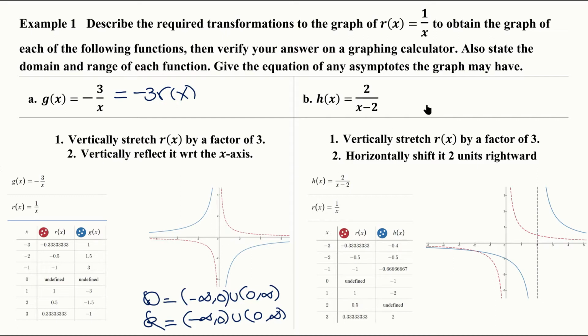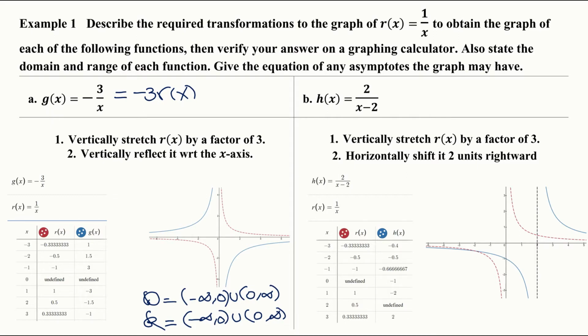h of x equals 2 over x minus 2. See if you can pause a minute and write h of x in terms of r of x. It's good to be able to know the relationship between a reference function and a transformation of that reference function. See if you can come up with a similar thing to what we did here with g of x.